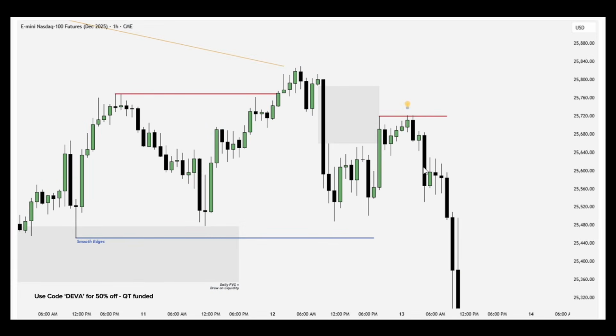So we are on the H1 chart here. It took the range high here, right? And every time Nasdaq creates the smooth edges, it just goes to that, okay? Every single time you will be having 100% strike rate, 90 to 100%, okay? If you just add the smooth edges, just go and reverse engineer the trades, all right?